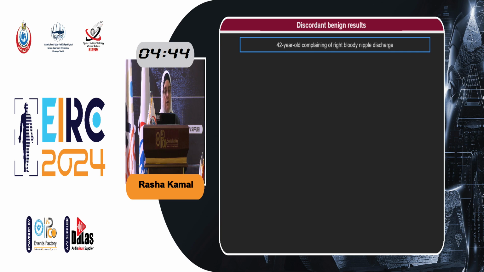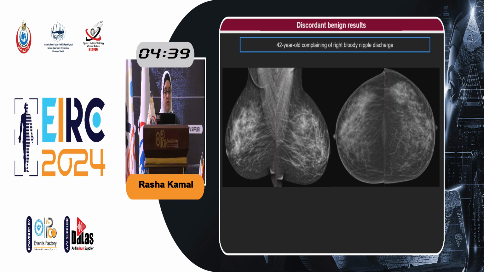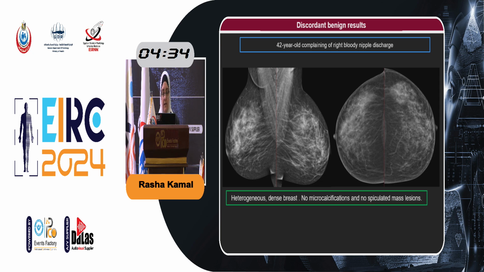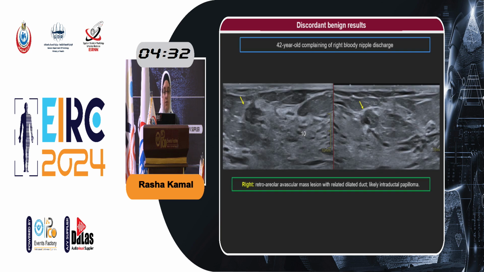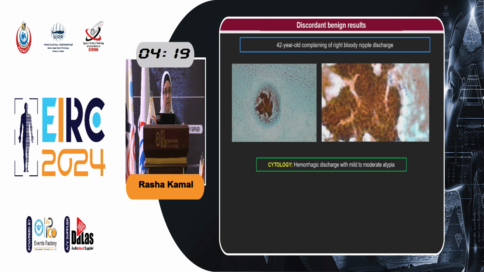This is a 42-year-old complaining of right bloody nipple discharge. This was her mammogram. She had a heterogeneous dense breast parenchyma. No microcalcifications or spiculated lesions were seen. On the ultrasound, there was this tiny lesion, and in the ultrasound report, it was written that this is a retroareolar avascular mass lesion with related dilated duct, likely intraductal papilloma. A cytology examination of the nipple discharge was performed, and the pathology report said that there is mild to moderate atypia, and when we see atypia, we should revise our results.